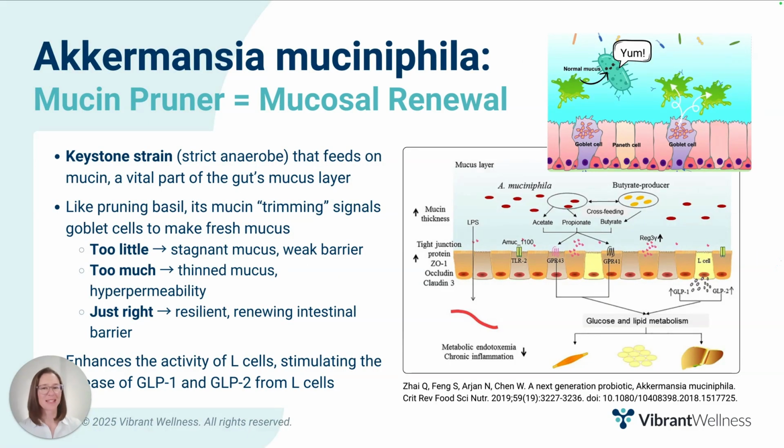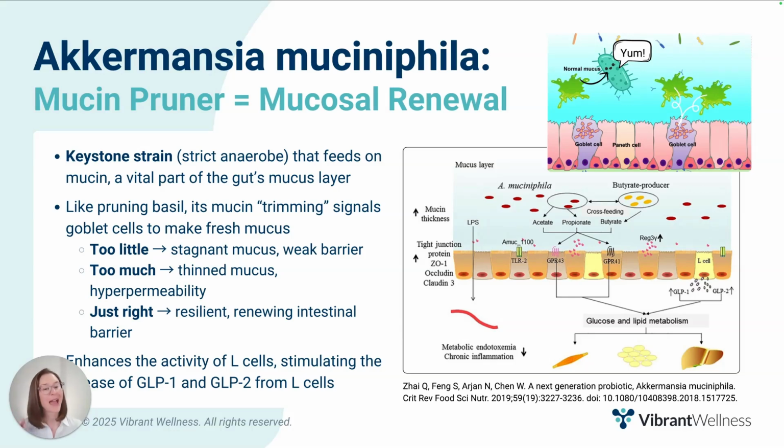I want to take a moment to discuss Akkermansia muciniphila in more detail. Because Akkermansia is a keystone species, it plays a critical role in maintaining the intestinal barrier, specifically that mucus layer that protects the single layer of epithelial cells that separate the gut lumen from the bloodstream. As the name suggests, Akkermansia muciniphila is a mucin-loving bacteria. It loves eating mucin, which is the primary glycoprotein component of mucus.